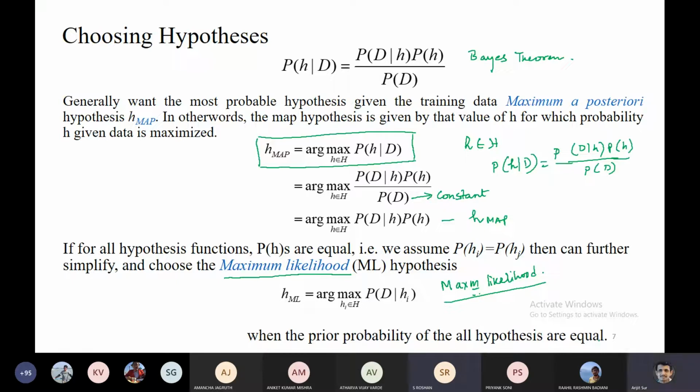Okay. So these are two very important definitions. This is definition 1, MAP. This is definition 2, ML. You have to be very careful.